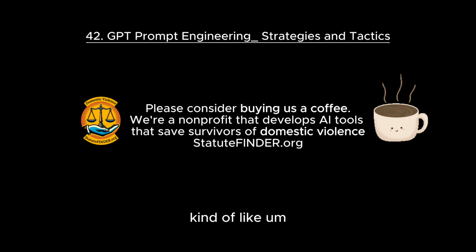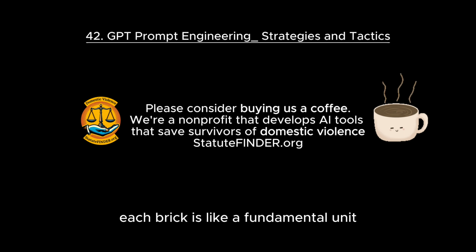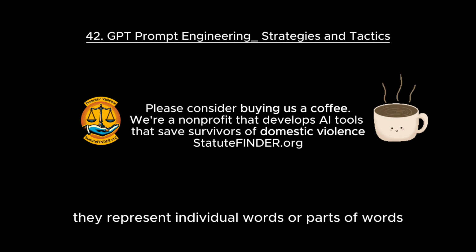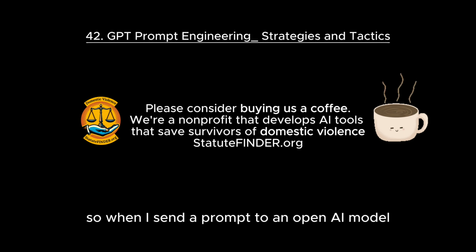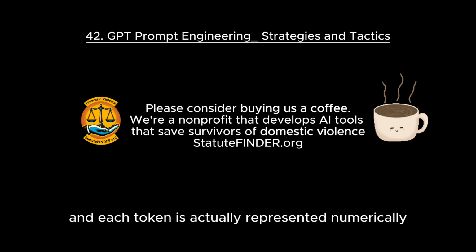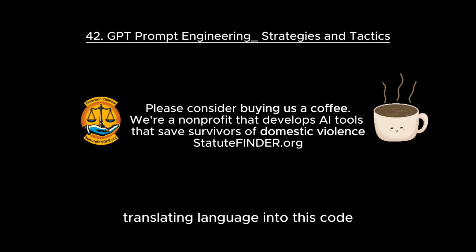Imagine you're building a house with Lego bricks. Each brick is a fundamental unit of construction, and tokens are like those Lego bricks, but for language. They represent individual words, parts of words, or even punctuation marks. So when I send a prompt to an OpenAI model, it's breaking down that prompt into these individual tokens. That's exactly right. And each token is represented numerically, which is how the model can actually work with the text. It's kind of like translating language into code that the model can understand.